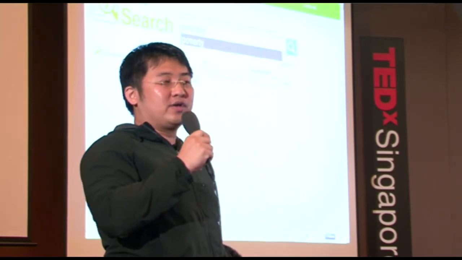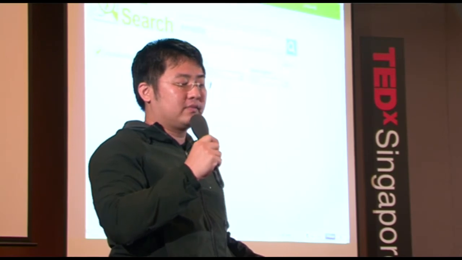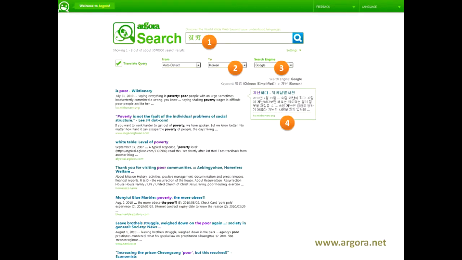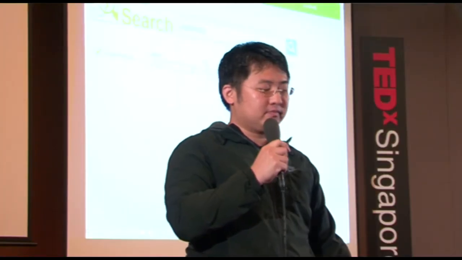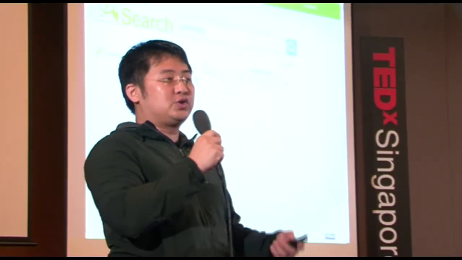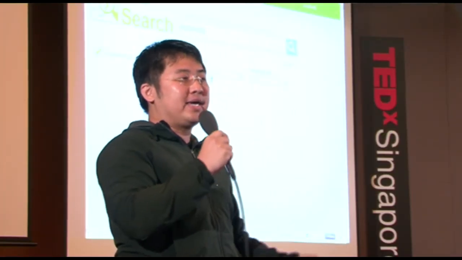You may decide whether you want to translate the query or not. If you would like to translate the query, you can choose what language you would like your query to be translated to, for instance, Japanese. Then you can choose either Google, Bing, or Yahoo as a search engine, and then you do a search. When the results are returned, they will be translated into your page language.